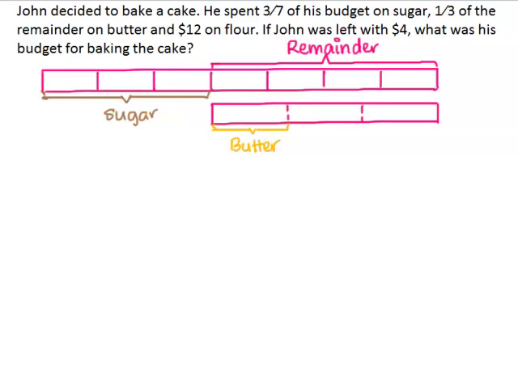After John spent 1/3 of the remainder on butter, he spent $12 on flour and was left with $4. And so we're going to find the amount of money that John had left after buying butter before buying flour. That amount will comprise the $12 that John spent on the flour and the $4 that John was left with. And so 12 plus 4 gives us 16. We can show that on the model over here.